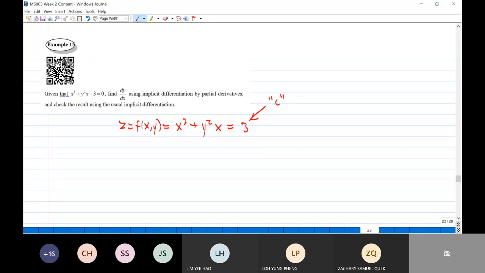So now you want to find dy/dx, right? Then you can do the partial differentiation first. Partial differentiation of f with respect to x first, you get 3x squared plus y squared. Then partial differentiation of f with respect to y is only 2yx. Okay, z is a function of x and y, so this is fx and fy here.